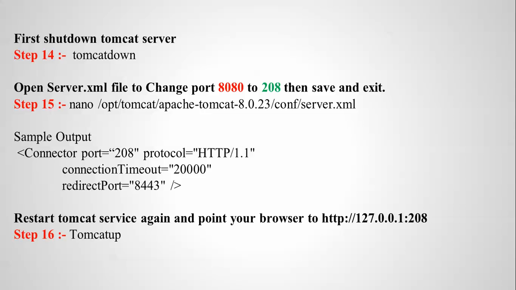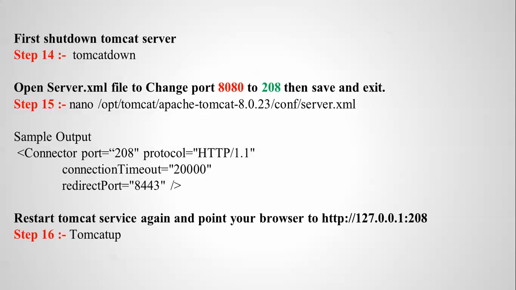You can give any port number you want. I am giving, for example, 208. Then we need to save and exit. So this is step 15, the command to open this server.xml file, and this sample output shows that I have just changed the port number. We need to change the Connector port.